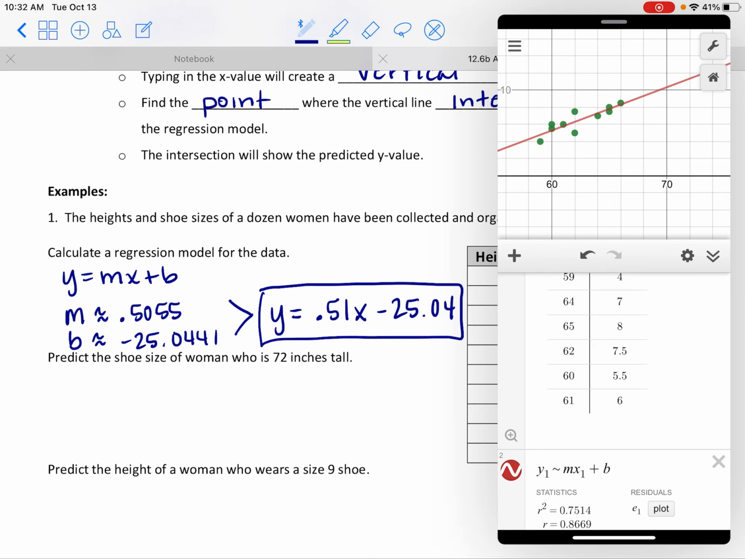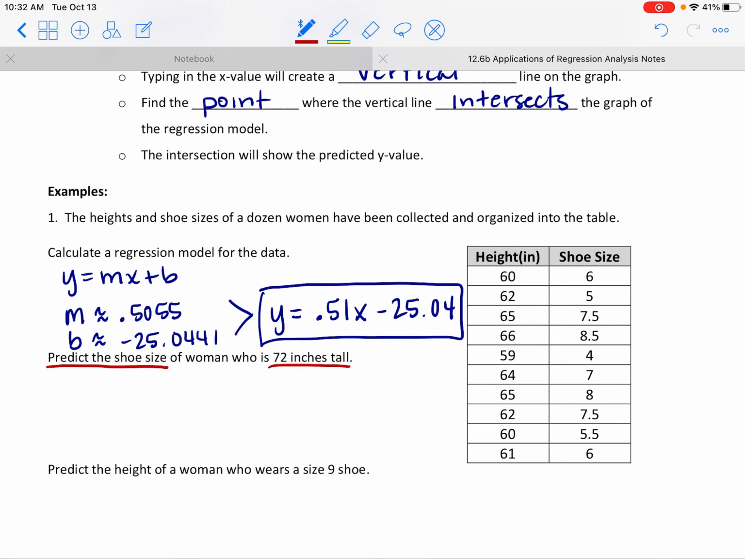Now, in the next part here, when it says predict the shoe size, we are looking for one of the variables, and it says the woman is 72 inches tall. So let me go back here. The heights, these are what we put in the x column, and the shoe sizes, these are what we put in the y column. So when it says predict the shoe size, we're really looking for a y value. And when it says the woman is 72 inches tall, that's really telling us that the x value was 72.